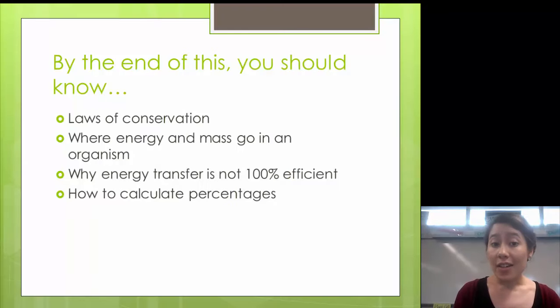By the end of this video, you should know about the laws of conservation. You should know where energy and mass go in an organism, why energy transfer is not 100% efficient, and how to calculate percentages. Let's get started.